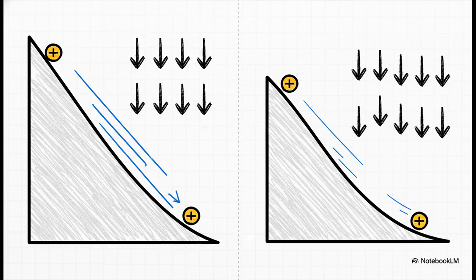A strong field means you've got a steep potential hill, and a charge is going to move fast. A weak field, that's more like a gentle rolling slope, where the energy changes much more gradually. The force is literally just the slope of the energy landscape.